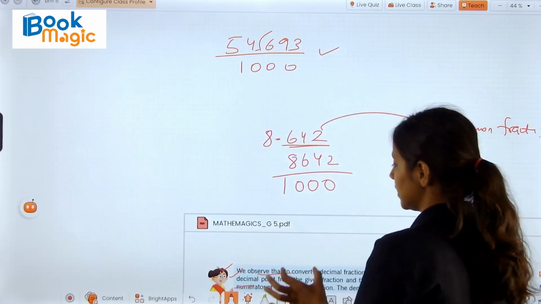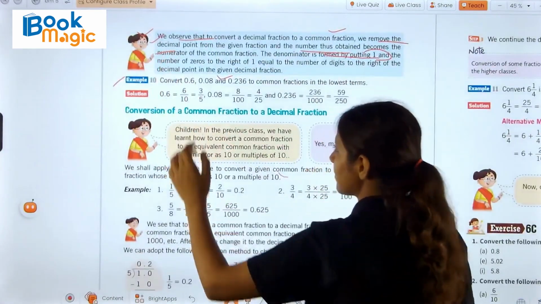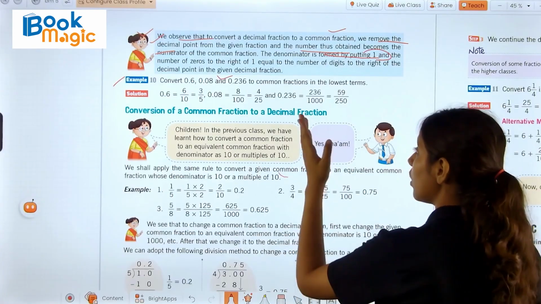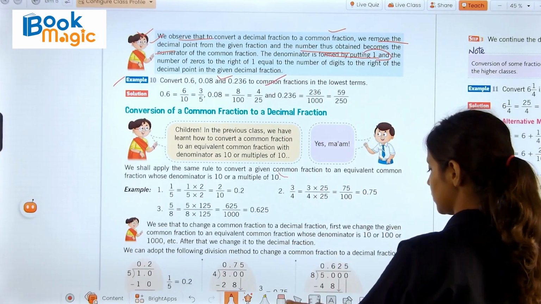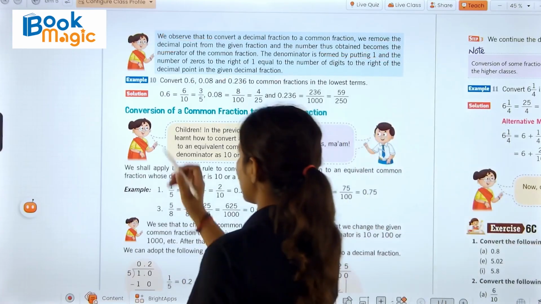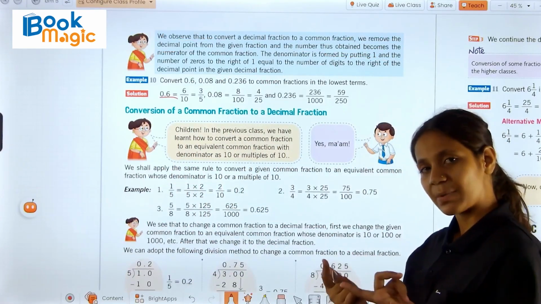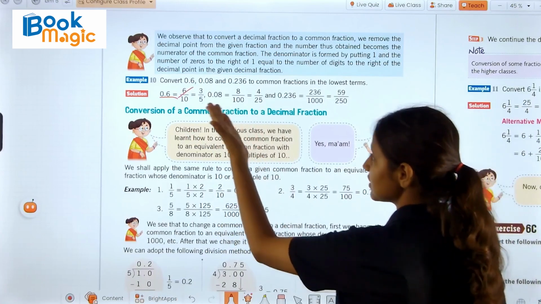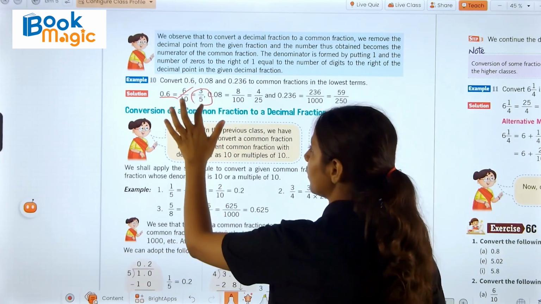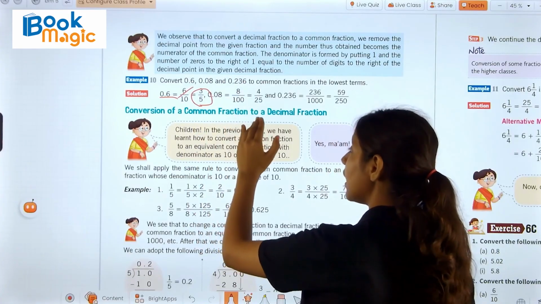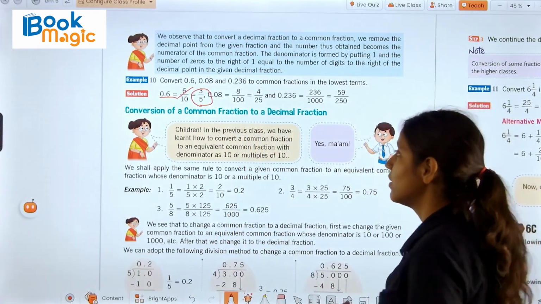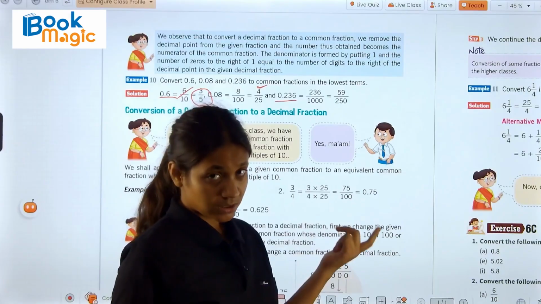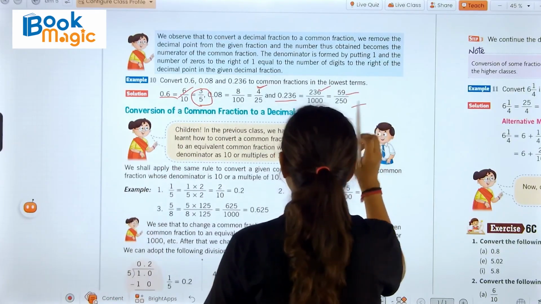Okay. After that, we have example number 10. Convert 0.6, 0.08 and 0.236 to a common fraction in the lowest term. So, let's do this. Here we have 0.6. 0.6 means 6 by 10. 6 by 10 can be divided by 2. 2 3s are 6 and 2 5s are 10. So, it will be 3 by 5. This is its lowest term. Similarly, we have 0.08, that means 8 by 100. 8 by 100 means 4 by 25. So, 4 by 25, it is in its lowest term. 0.236, that means 236 by 1000. So, it will be 59 by 250.